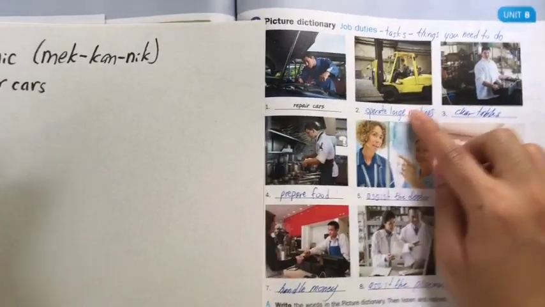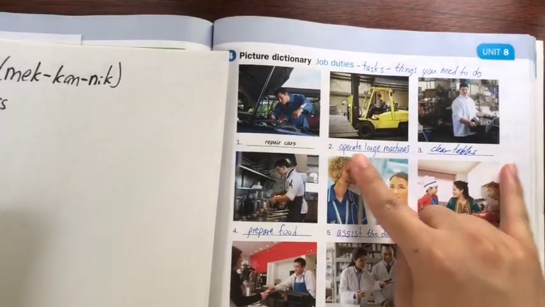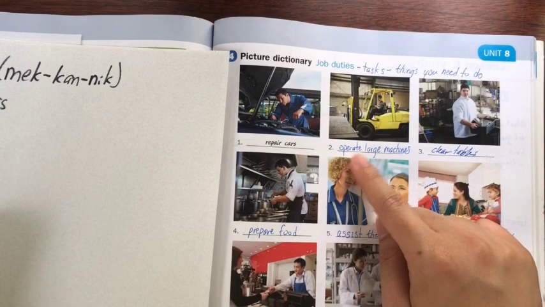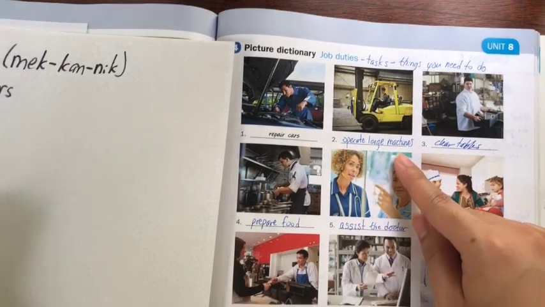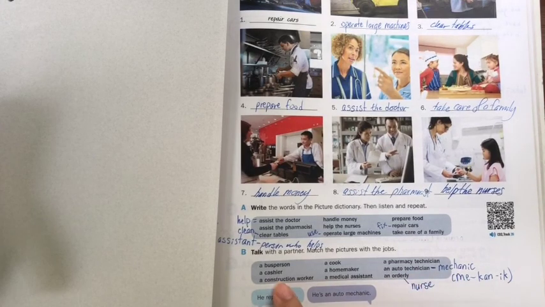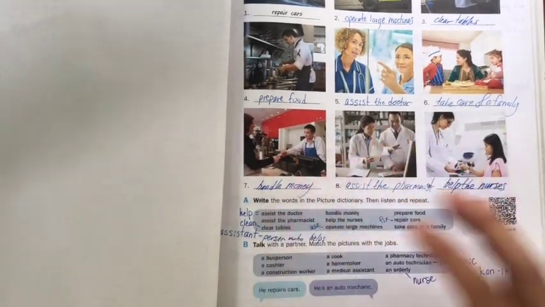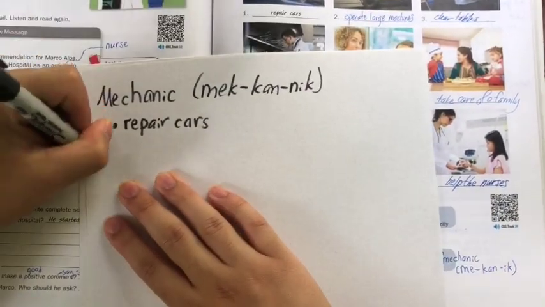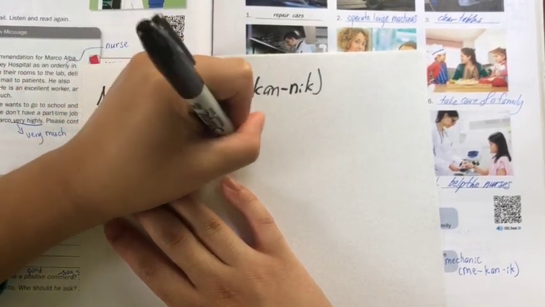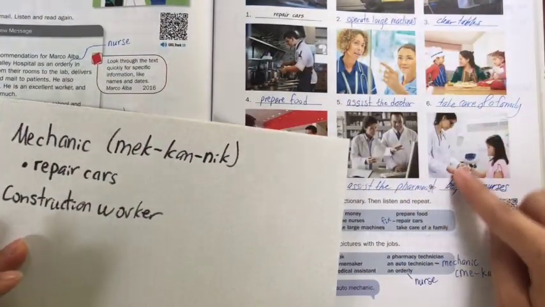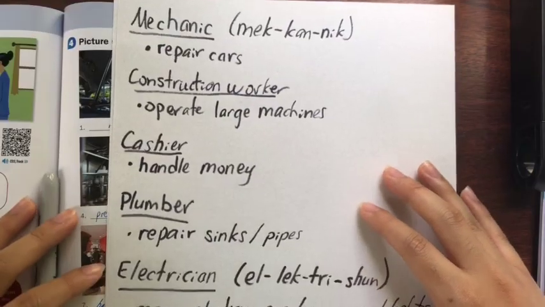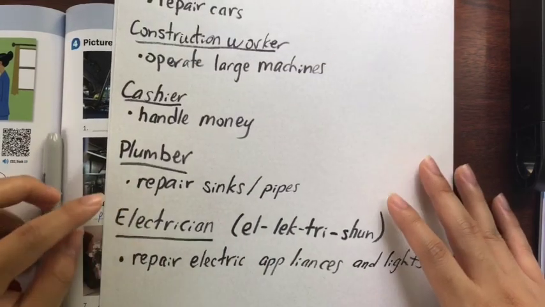Okay. Number 2, we say this is operate large machines. Operate is another word for use or drive. So this person needs to use or drive large machines. What kind of person needs to use large machines? A construction worker. Okay, so I want you to identify all 9 of these jobs and then tell me what duties they have. Okay, so I also wrote a couple of jobs that are not on this list.